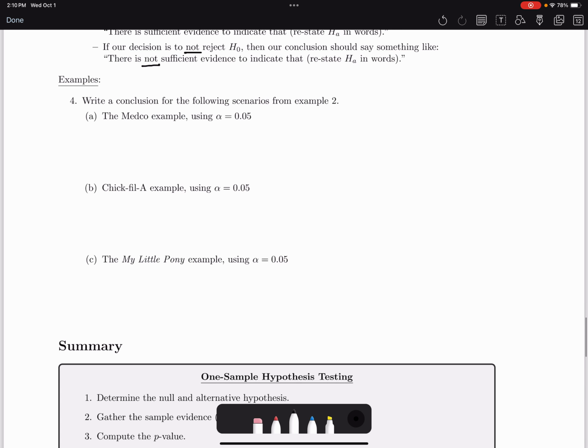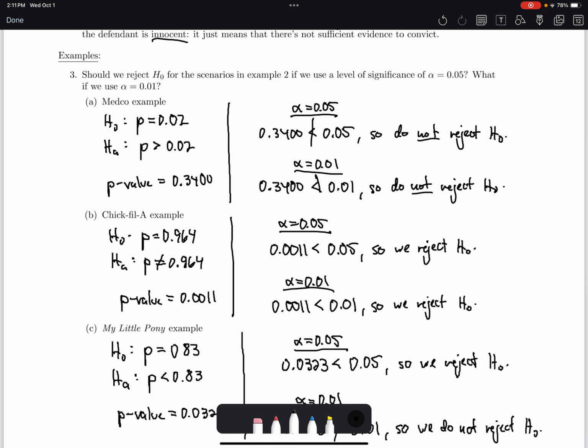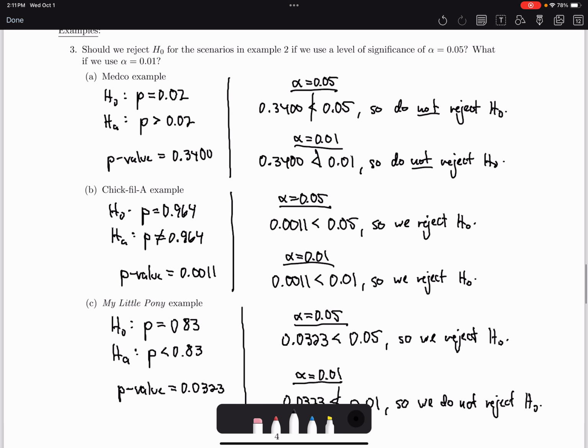But number 4 says to write a conclusion for each of the following scenarios. In part A, we had the Medco example, and we're asked to use a 0.05 level of significance. At the 0.05 level of significance in the Medco example, we had decided to not reject the null hypothesis. So that means there's not sufficient evidence to support the alternative. There's not sufficient evidence to say that the proportion of children who experience a headache in the Medco group is more than 2%, right?